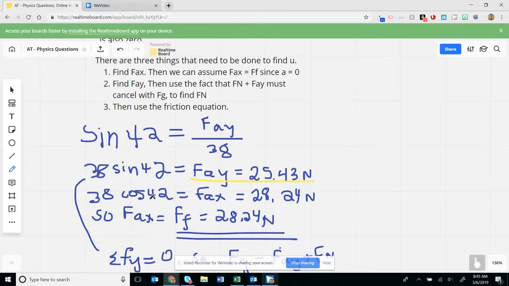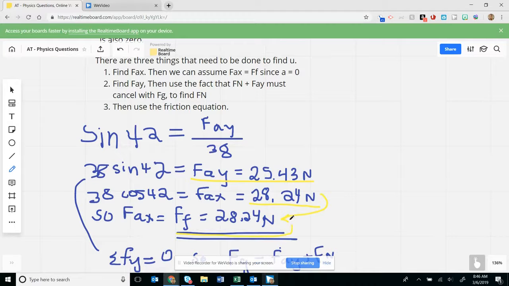Now I can change it to a cosine, which is going to change it to the adjacent side, the FAX, and that will turn out to be 28.24. Now, the one that I wanted to start with here was that x-axis relationship. If the applied force x is pulling to the right, friction is opposing that. So I can just automatically say friction has to be equal and opposite to the applied force in the x direction. And I really don't have to do any additional math to determine that.